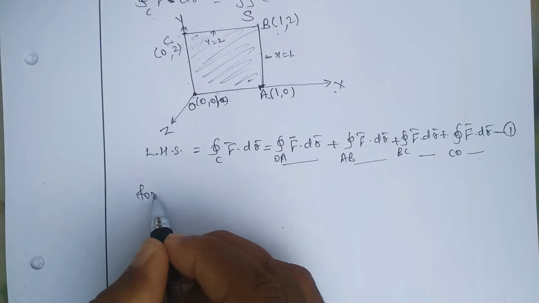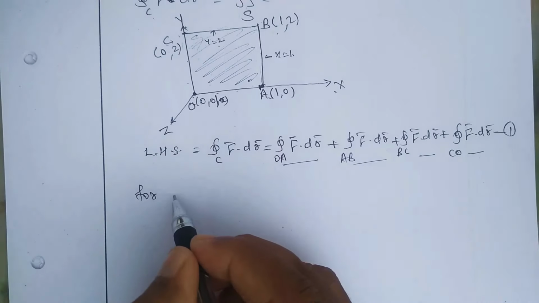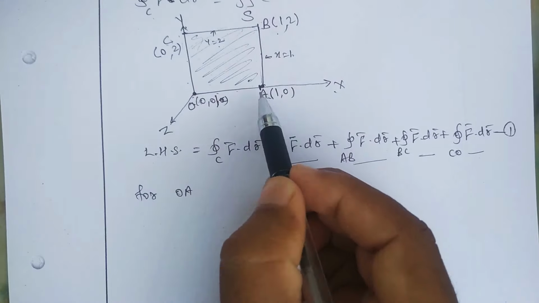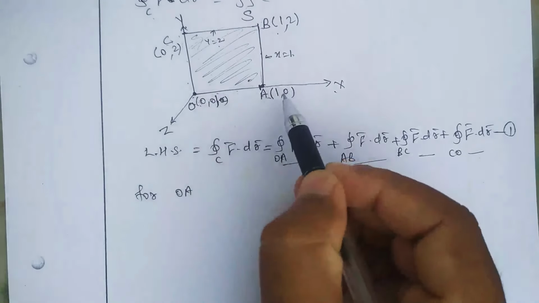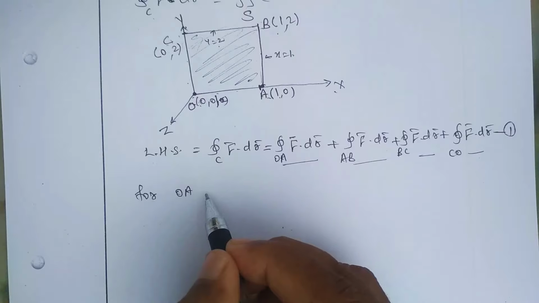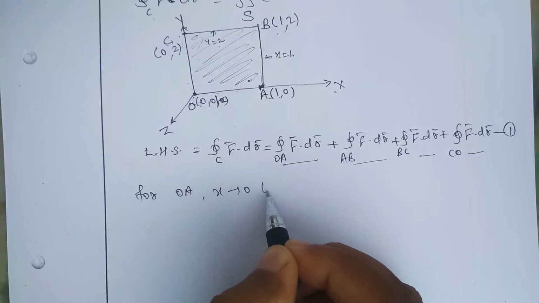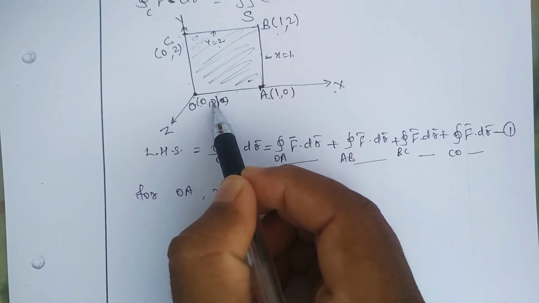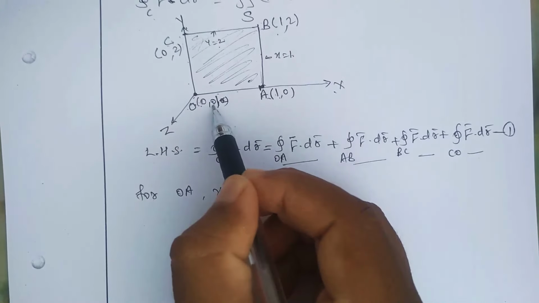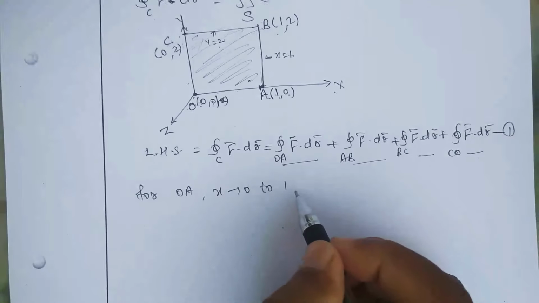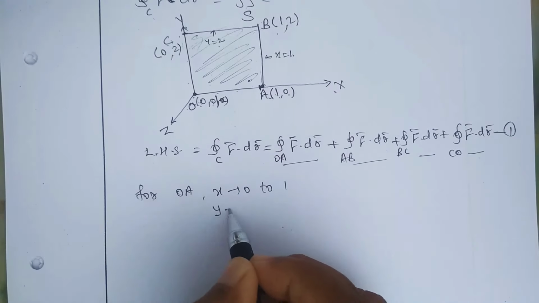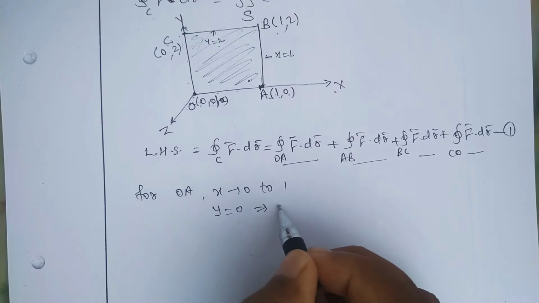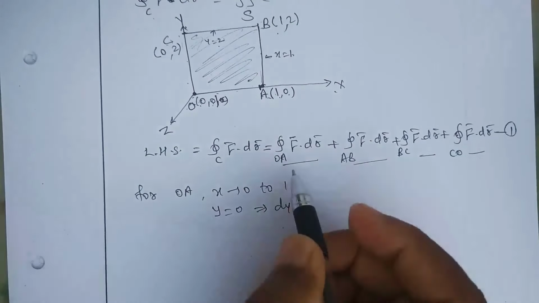So for OA, this line, here the x coordinate is 0 and here the x coordinate is 1, that means x varies from 0 to 1. Here y equals 0 for OA, and here also y equals 0, that means the value of y is fixed, it is 0. Now since y is 0, this implies dy is also 0.